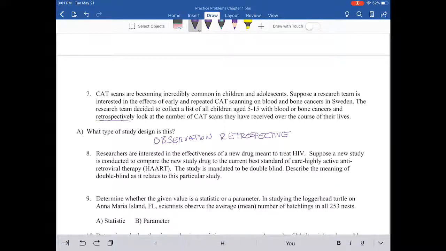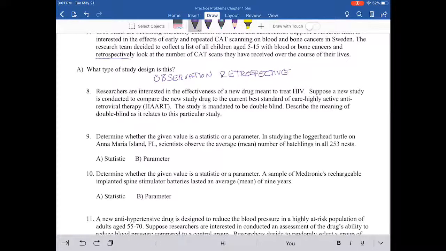Keywords here, remember retro meaning in the past is something we consider as retro. It's looking at it in the past. Retrospectively, collecting data in the past, or looking at data that's been collected in the past.